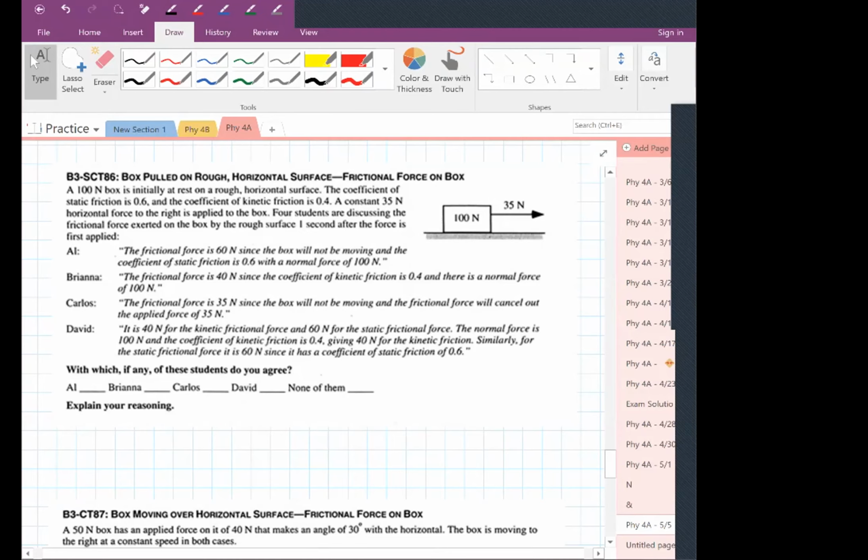Okay, you understand the situation. A 100 Newton box sitting there, a 35 Newton constant force being applied. One second later, what's the friction force? Student A says the friction force is 60 Newtons since the box will not be moving. The coefficient of static friction is 0.6, normal force of 100. Student B says the friction force is 40 Newtons since the coefficient of kinetic friction is 0.4, normal force is 100.